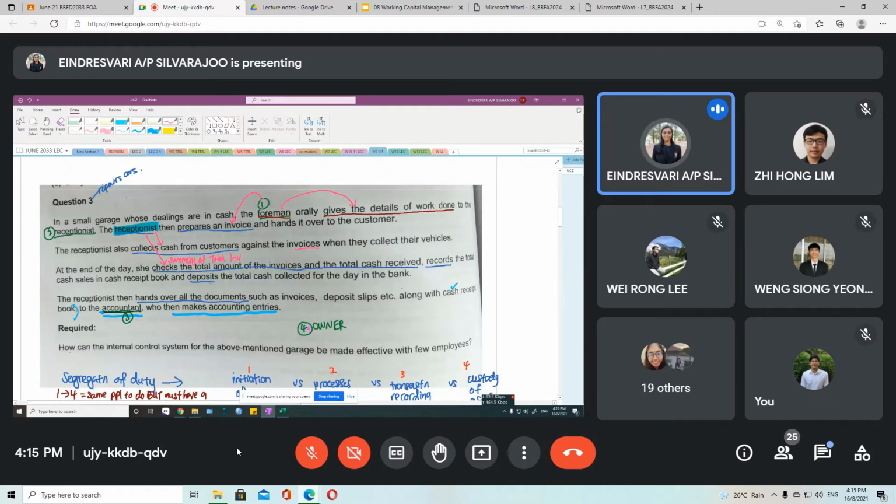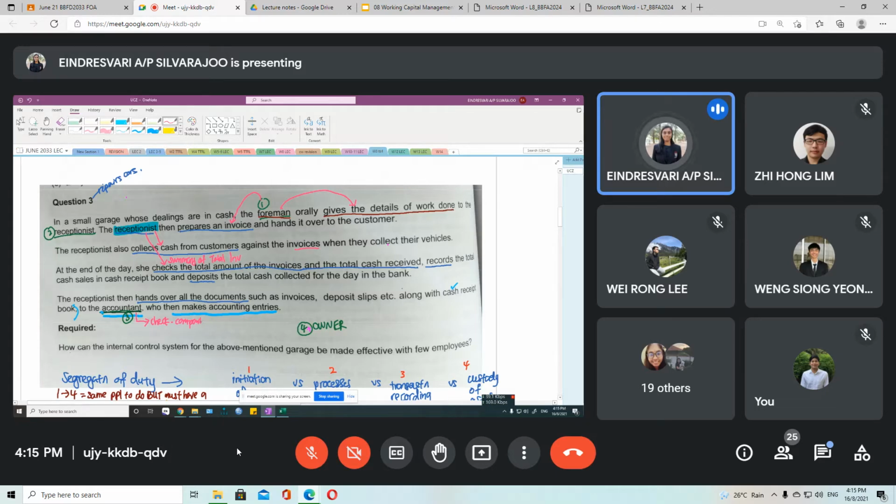What if she steals the money? She only deposits half of the money, another half she steals. So in that case, we will make sure the accountant does her work. This accountant will need to do some checking, in the sense of doing some comparison.